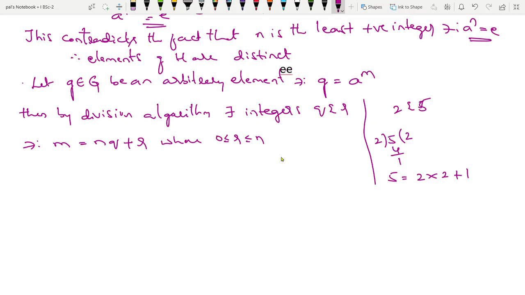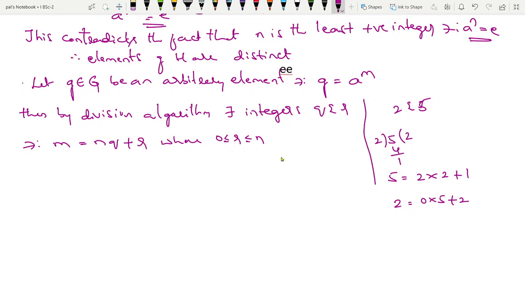Like that, we can express 2 in terms of 5 like this. 2 is equal to 0 into 5 plus 2. So what is r here? r is 2. Is this r less than or equal to n?